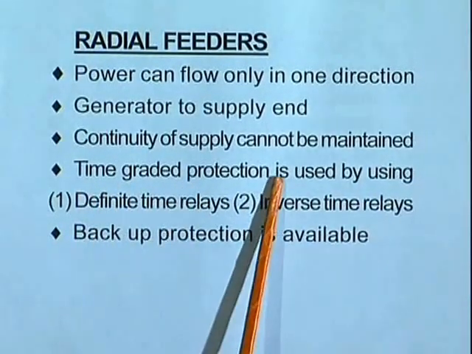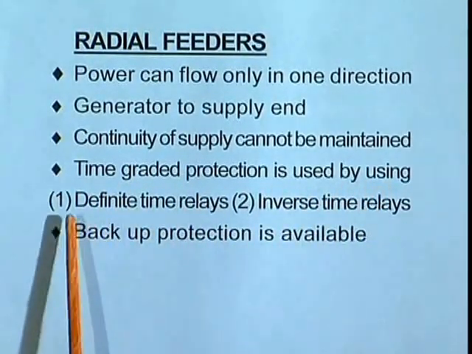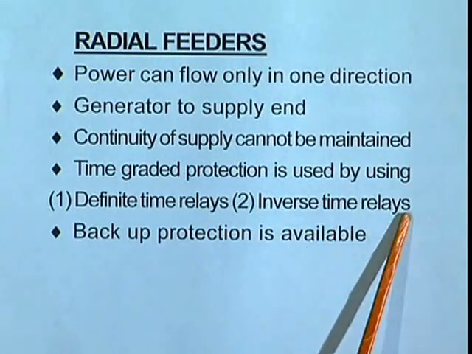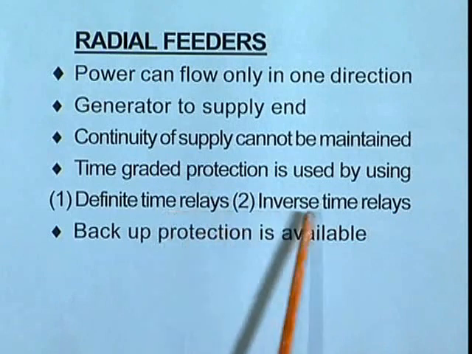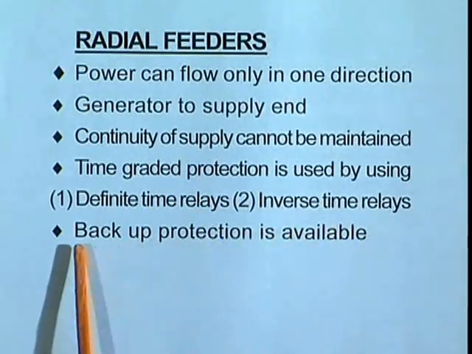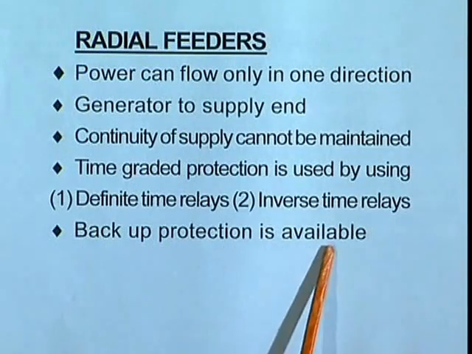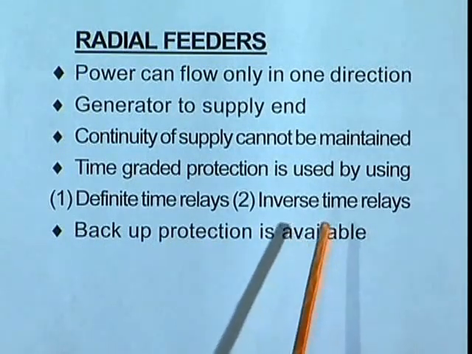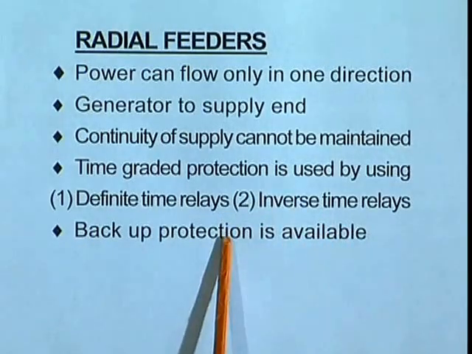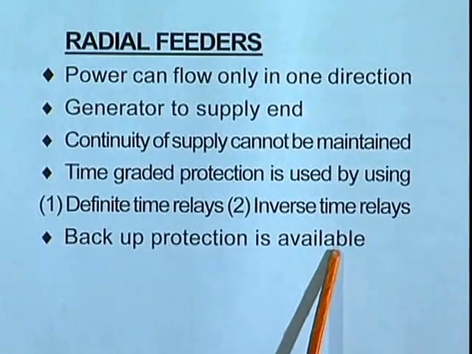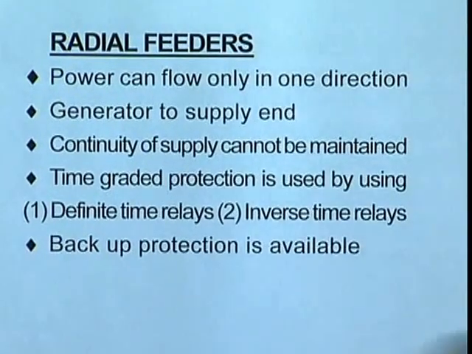Time graded protection is used by using definite time relays. There are two types of relays in time graded protection: definite time relays and inverse time relays. Backup protection is also available in this protection. That means if relay D fails, then C operates, if C fails, then B operates, so backup protection is also available. So what is meant by definite time relays and inverse time relays?